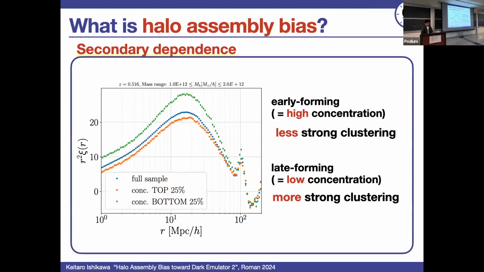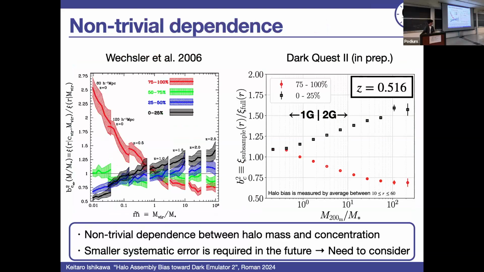This figure shows the halo autocorrelation function. The data in blue is measured using the full halo catalog, the data in orange uses the 25% of halos with high concentration, and the data in green uses the 25% with low concentration. Extracting halo bias from the previous figure, we can see that it varies as a function of halo mass.